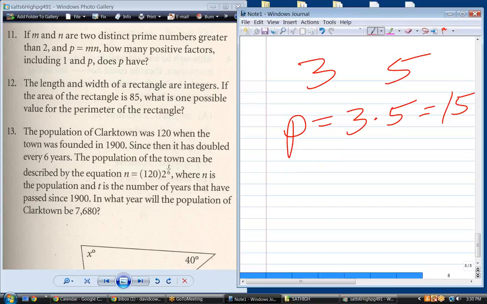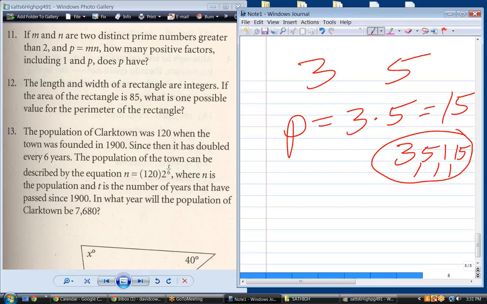None. It's got 2, 5 and 3. Oh, plus, sorry. Positive, not even. Oh my gosh, I'm sorry. Okay, including 1 and P. So it really has 3, 5, 1, and 15. And it's never going to have more than that.